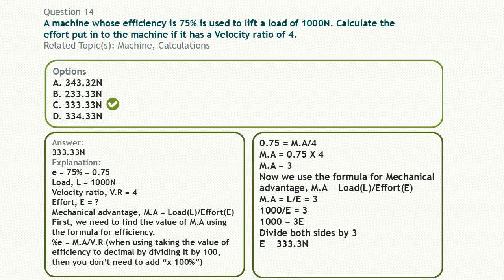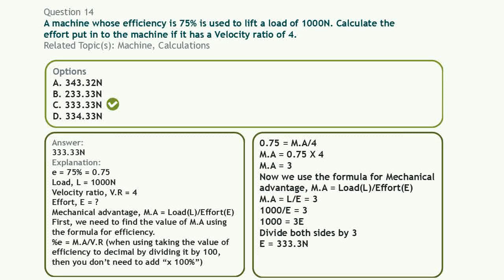So from here we now see that efficiency from the question is 75%. Alright, so I'll divide that by the 100 that's supposed to be here. So I'll just say 75 divided by 100, that is 0.75. Or you say express the 75% in decimal, that's another way to put it. So you have 75 divided by 100, and that is 0.75, equal to the mechanical advantage over the velocity ratio of the machine, which is given as 4 here.